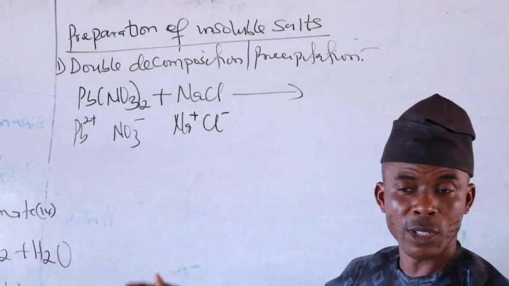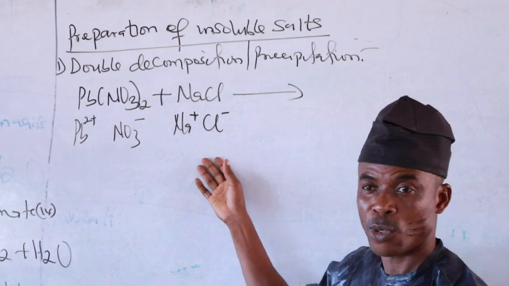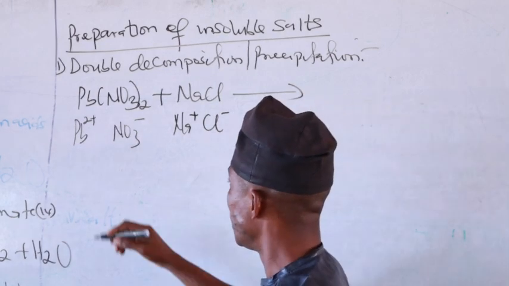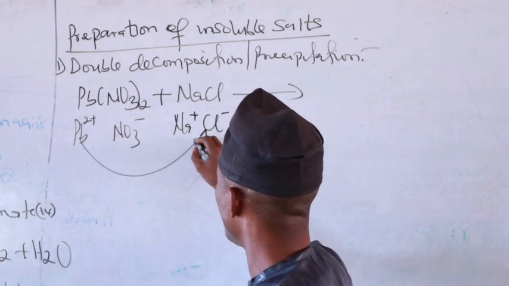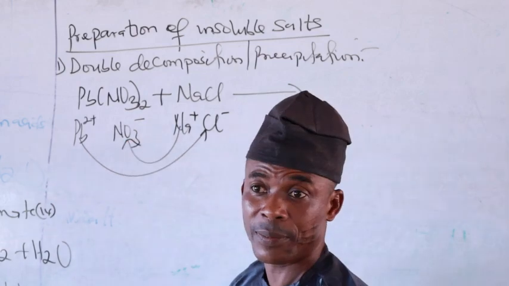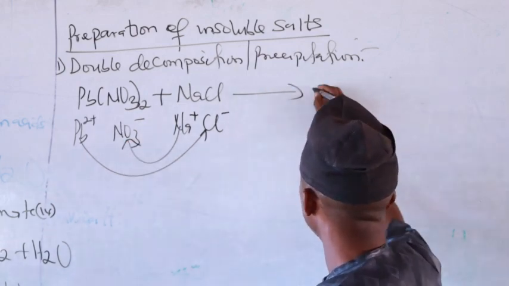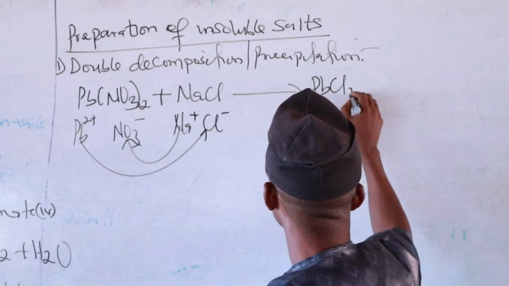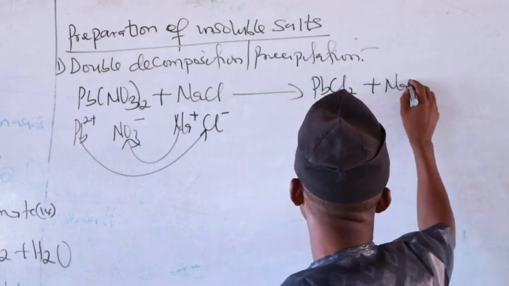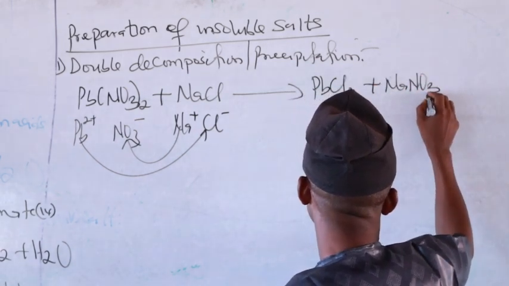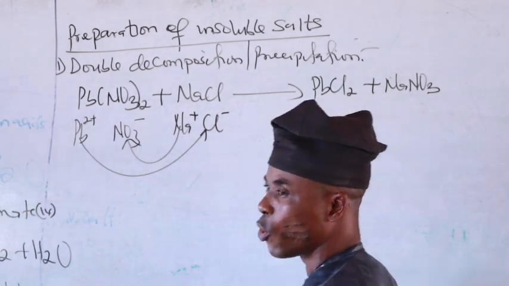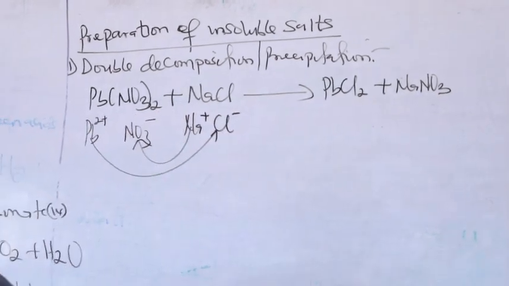Then what happens between the 2 salts? There will be exchange of radical. Then what will form is going to be lead chloride, and we have sodium trioxonitrate V. Now when you have double decomposition, 2 different salts will be produced.